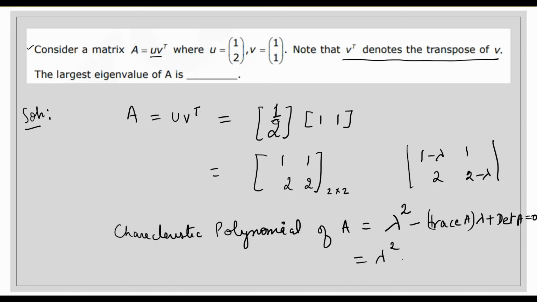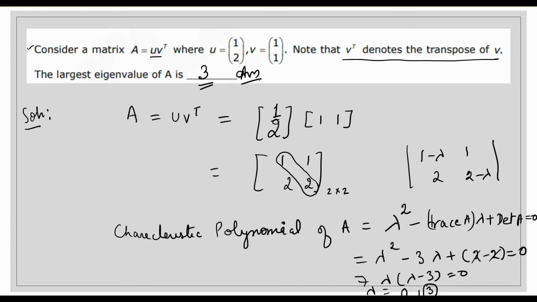So this will be lambda square minus trace lambda. What is trace? The sum of the diagonal elements, that is 3 lambda. And what is the determinant? This will be 1 into 2 minus 2, so the determinant is 2 minus 2 equal to 0. So this is getting cancelled out. So I am getting my characteristic polynomial as lambda into lambda minus 3 equal to 0, and this implies lambda is equal to 0 and 3. So clearly, what is my largest eigenvalue? This answer will be 3.